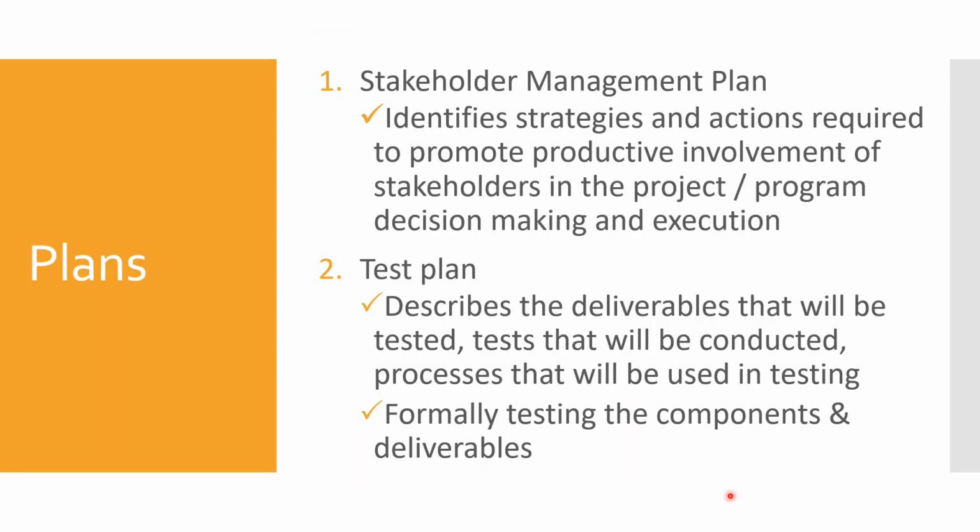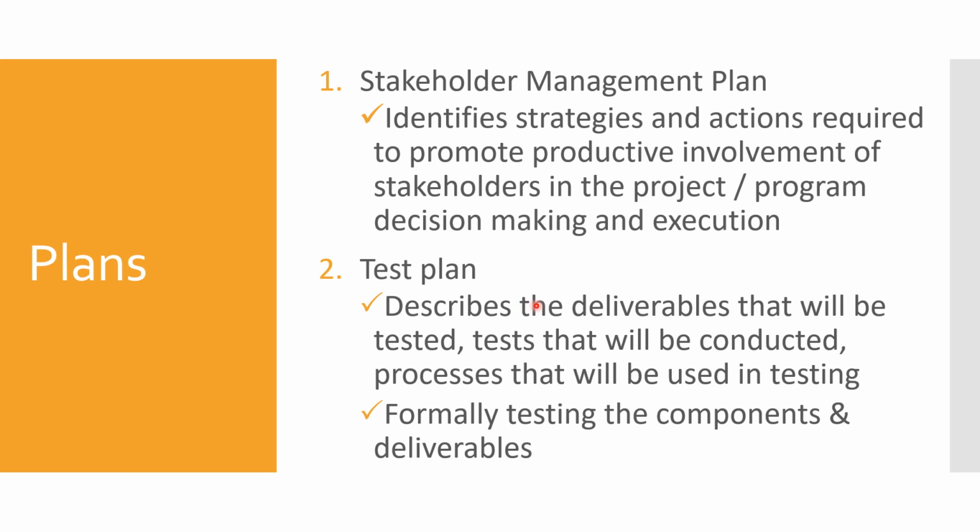The final two plans discussed in PMBOK 7 are the stakeholder management plan and the test plan. The stakeholder management plan identifies the strategies and actions required to promote productive involvement of stakeholders. Look at the words they're carefully using: productive and involvement. It's about how you involve them productively in the project, in decision making and execution. How do you identify the stakeholders? How do you interact with them productively? What are the ways and means of working with them in decision making, etc.?